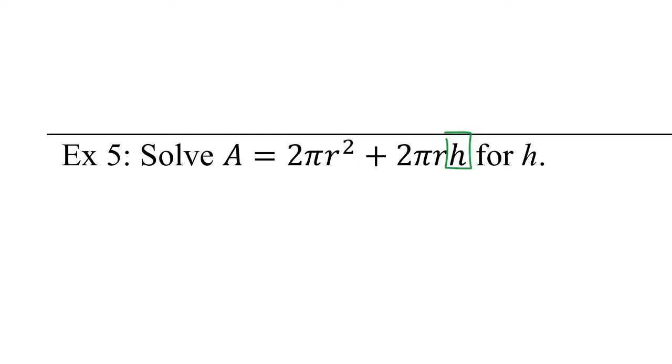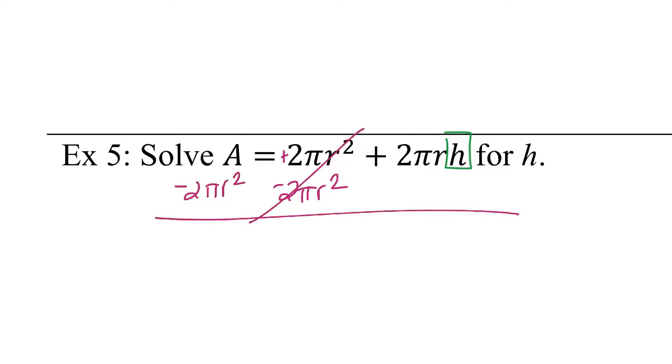Get rid of add and subtract first. So there's really a plus sign in front of this 2 pi r squared that nobody writes. So we're going to subtract 2 pi r squared to get rid of it. On the right, it's going to cancel. So we're going to have a minus 2 pi r squared equals 2 pi r h.